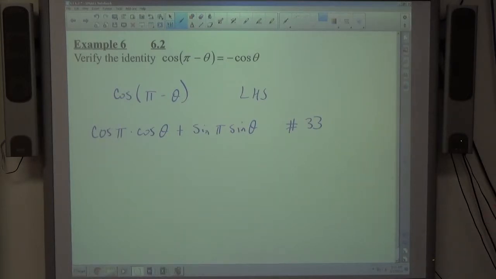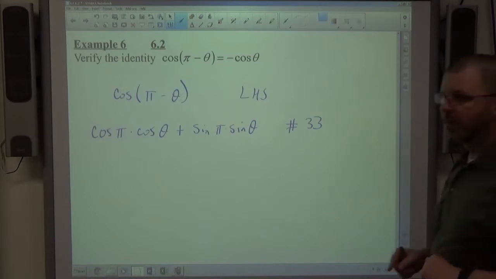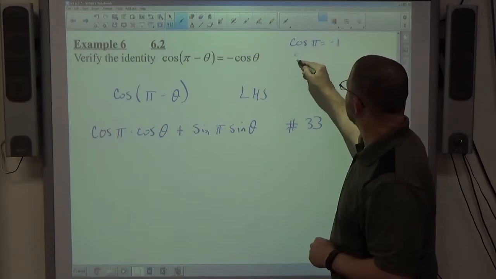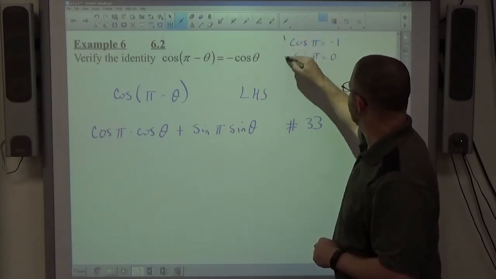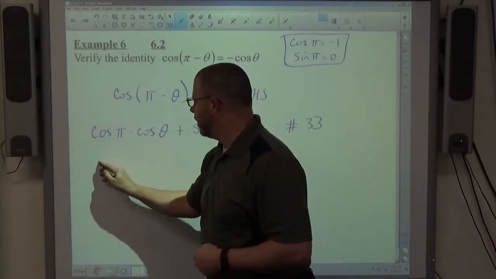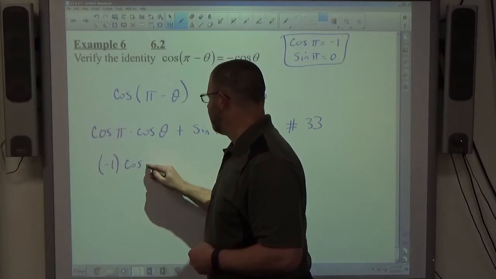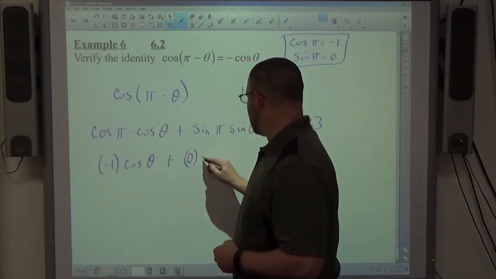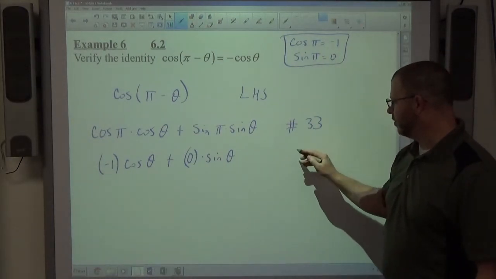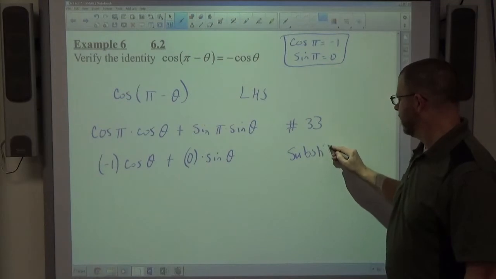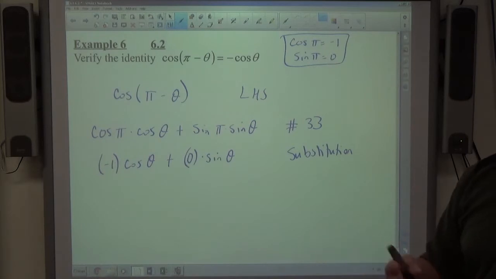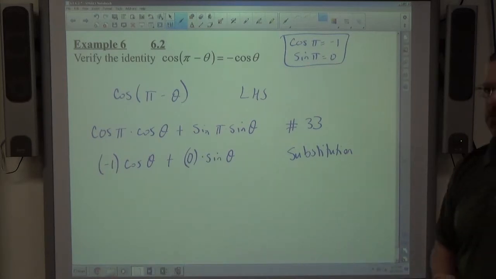Now, cosine of pi and sine of pi have exact values. So basically I know that cosine of pi is equal to -1 and sine of pi is equal to 0. Those are just exact values. It's substitution. You're substituting values in. That's all I'm going to do here. So -1 times cosine of theta plus 0 times sine of theta. And that's just substitution. Anytime you have a specific known value for something and you put it in, that's just a substitution.